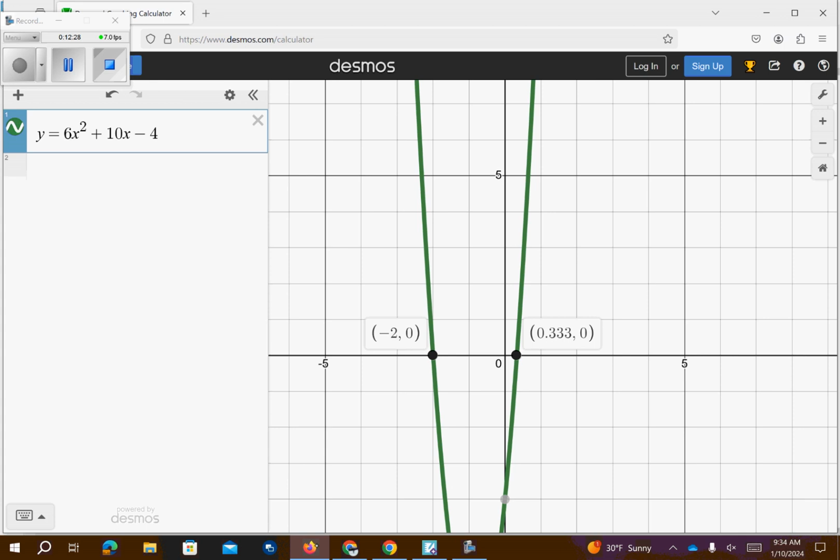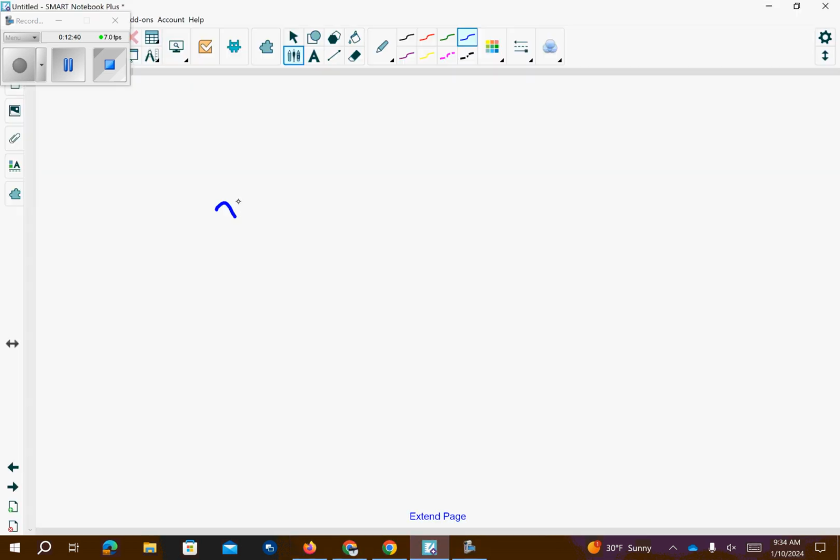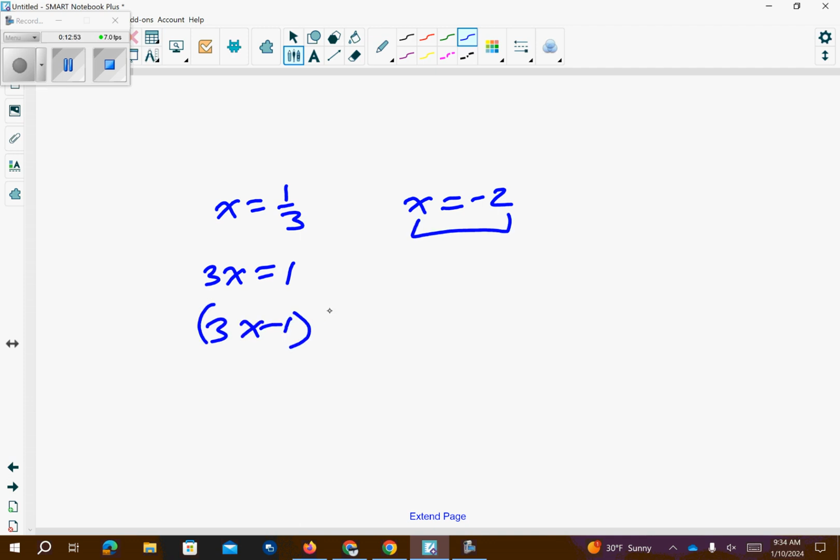What is 0.3 as a fraction? 1/3. Okay, so I have 1/3 for this one, and I have -2 here. So I get x equals 1/3 and x equals -2. Is that right? Multiply both sides by 3 here, so I get 3x equals 1. So I get 3x minus 1. There's my first. And this gives me x plus 2. It's factored.